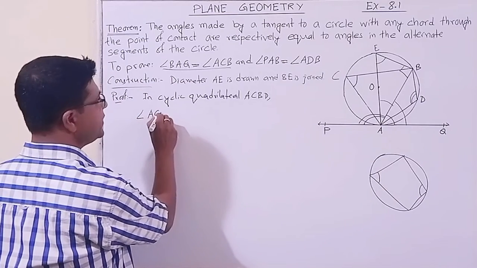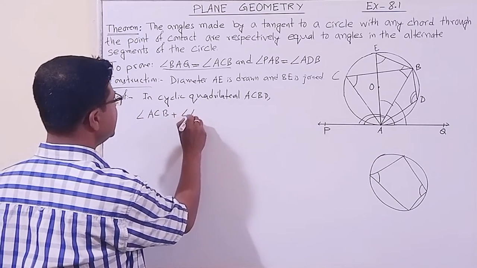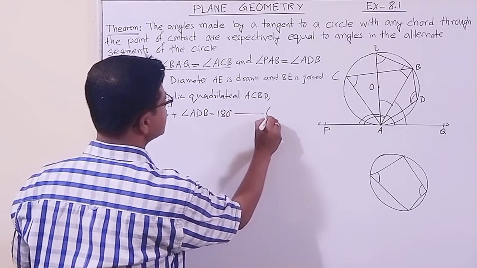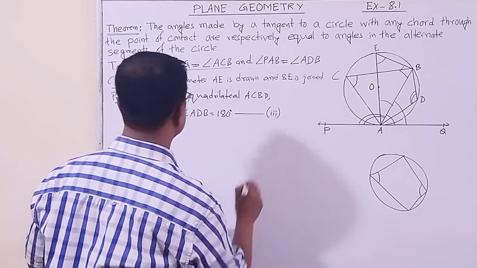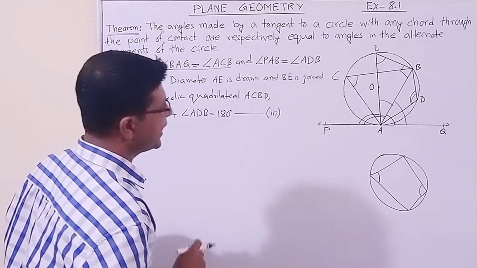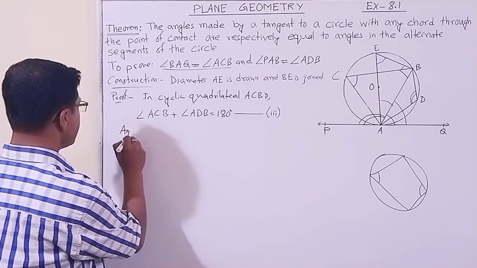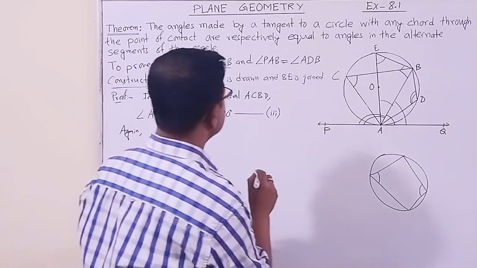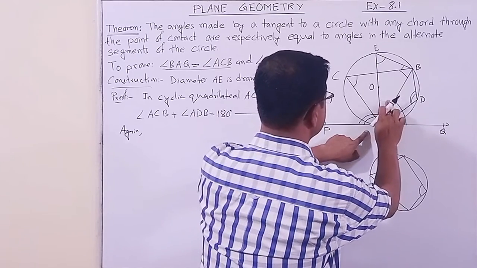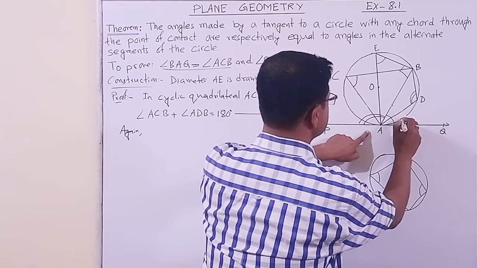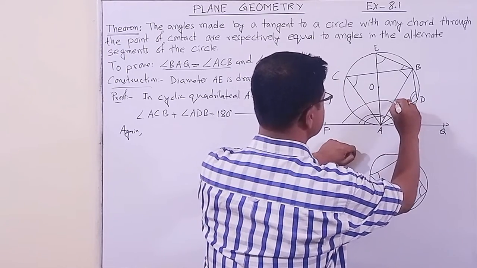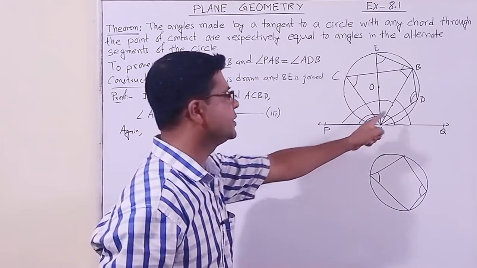Angle ACB plus angle ADB is equal to 180 degree. This will be equation 3, because 1 and 2 we have already used. This is the property as it is a cyclic quadrilateral. Again, here we need this angle PAB. I am rubbing all this so that it is easily visible. What we need? PAB, this angle and this angle. What is their sum? 180 degree, because they form a linear pair.